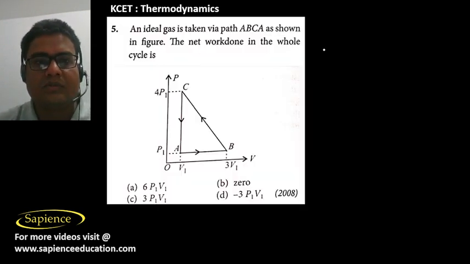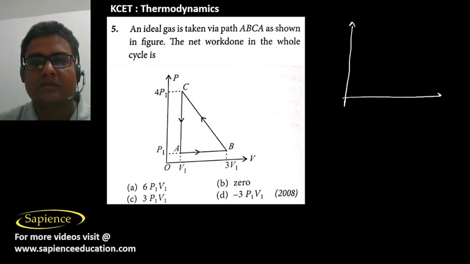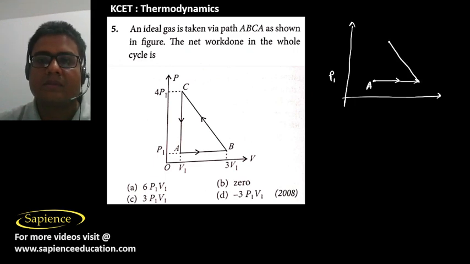Then here it is told that an ideal gas is taken via path ABCA as shown in the figure. The net work done in the whole cycle is. So first it starts from the point A, and there is an increase in the volume at constant pressure P1. So this is an isobaric process. This is point B, and from point B to C.